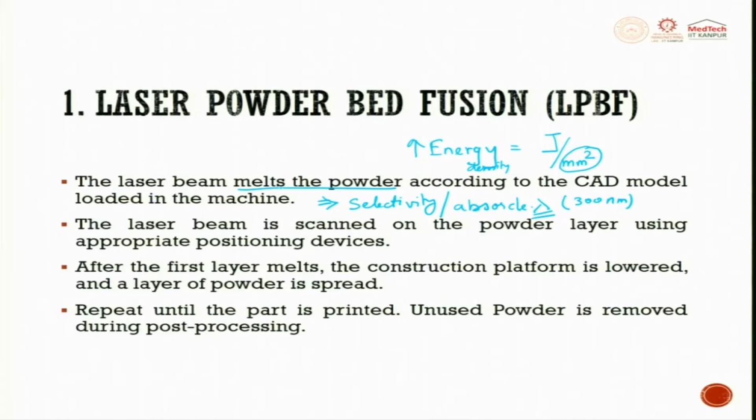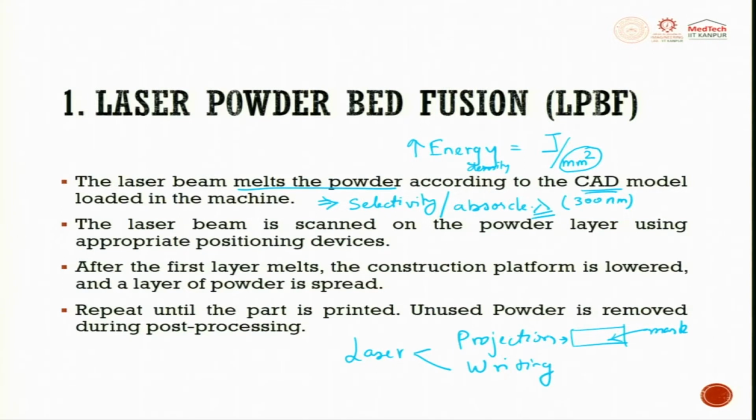The melting of the powder is not like casting, which happens all through. It is done selectively, whatever information you have given in the CAD model. Generally, the laser has two approaches: projection approach and writing approach. Projection approach means the laser beam is passed through a mask, and the mask information is projected on the surface.